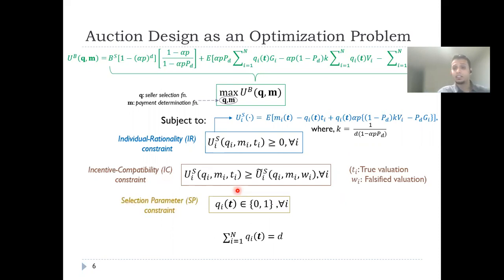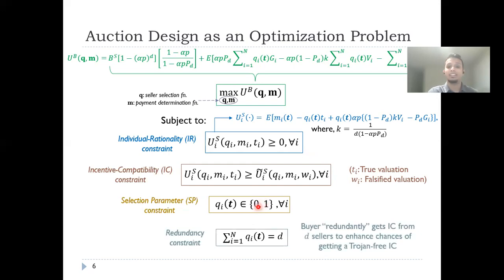Then the selection state, as I just explained, is a Boolean variable. Either you get selected, or this seller gets chosen, or this seller gets chosen. It is a Boolean variable: either you get chosen or not chosen. So that is given by 0 or 1. Then the last one is a very interesting one, the redundancy constraint.